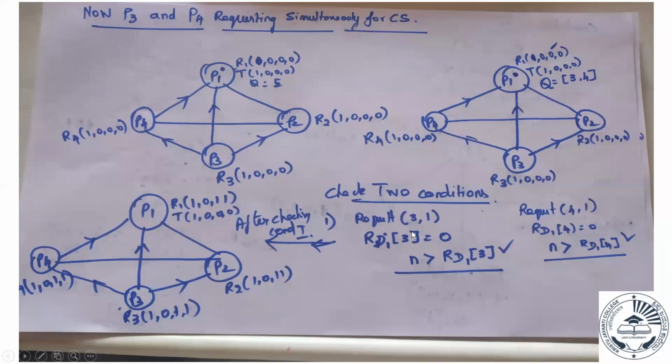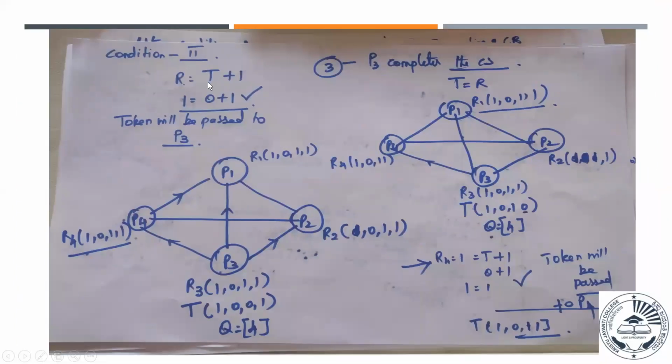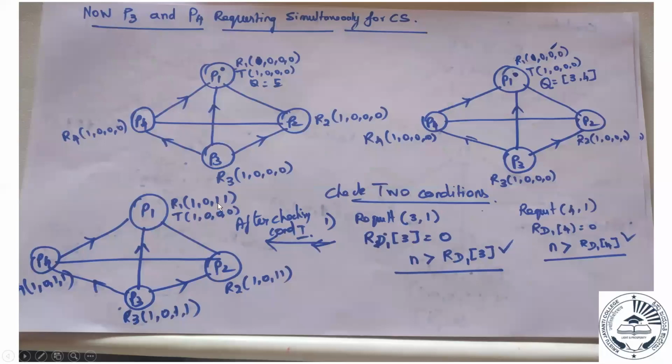What is that condition? You remember? R is equal to T plus 1. Then only the token will go to the particular site. So what is R equal to T plus 1? What is the value of R here? So here this is going to be 1, 0. So P1 has to give the token to P3. The token value is 0 plus 1 is equal to 1. The R value is 1 and T, the ith element of the T array, 0 plus 1 becomes 1.